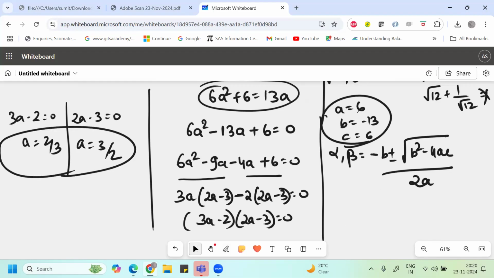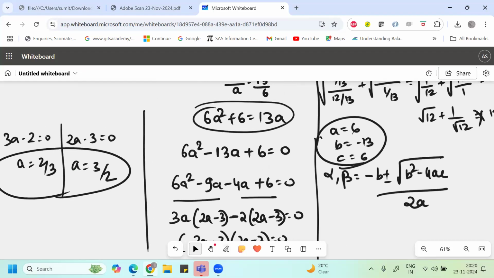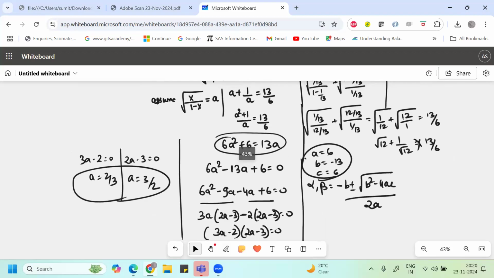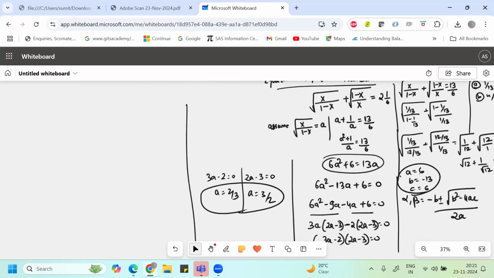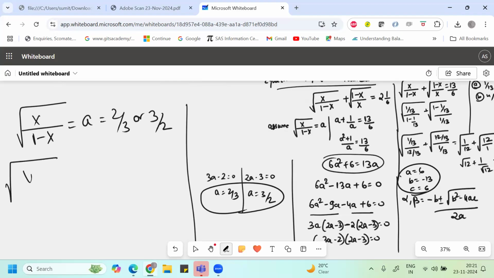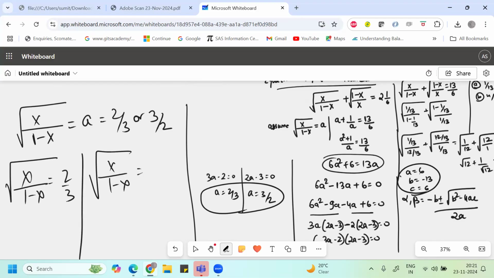So you got the a value, but a is not the answer, guys. You got the a value, but in this question, you don't have to find a. You have to find x. Now, what is x? I have assumed root of x by 1 minus x as a. And a is either equal to 2 by 3 or equal to 3 by 2. So take root of x by 1 minus x is equal to 2 by 3, and then root of x by 1 minus x as 3 by 2.